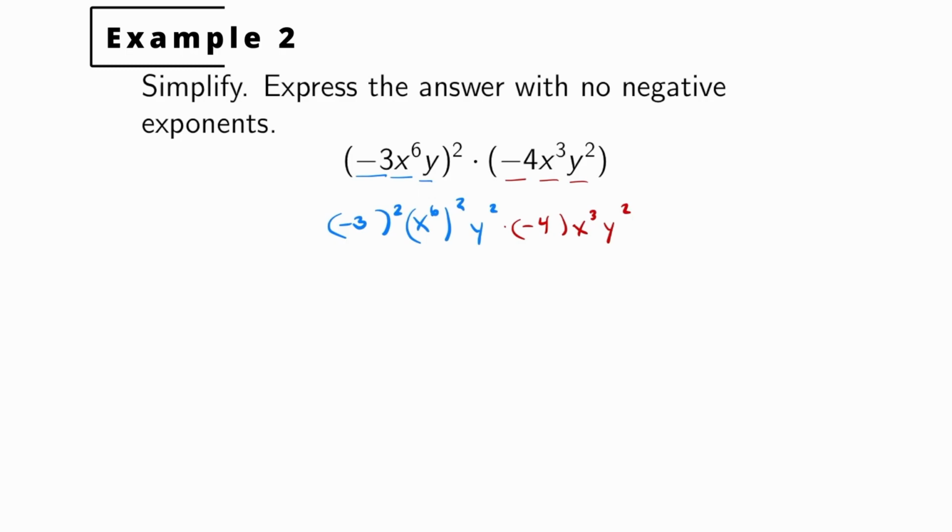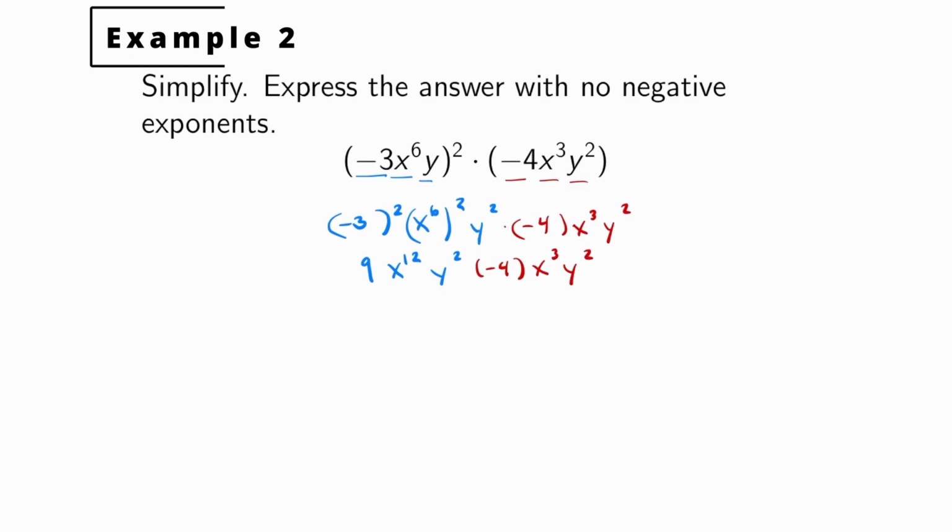All right, now back over on the left, -3 squared is +9. Okay, x to the 6th squared, that would be x to the 6 times 2, so that's going to be x to the 12th. And then we have y squared here. And then over here we still have times -4 times x cubed times y squared.